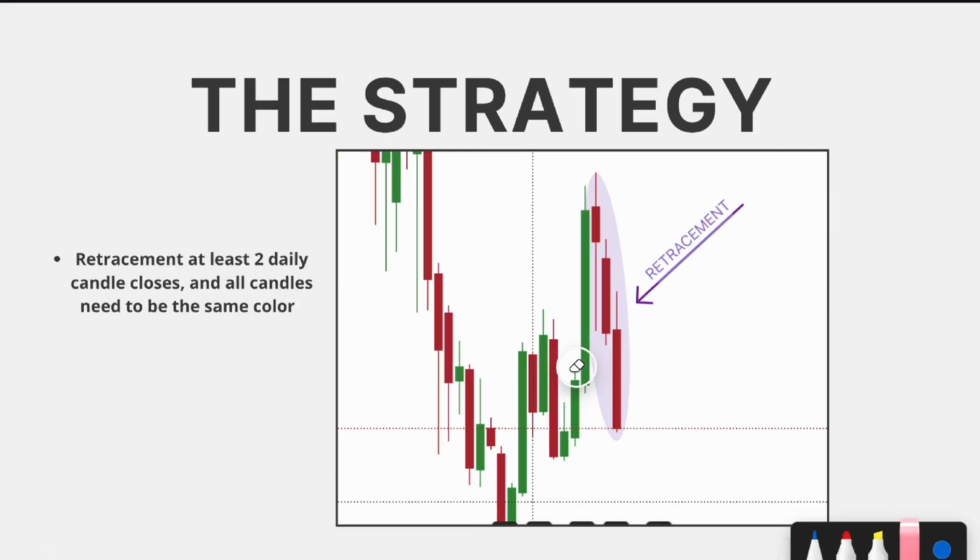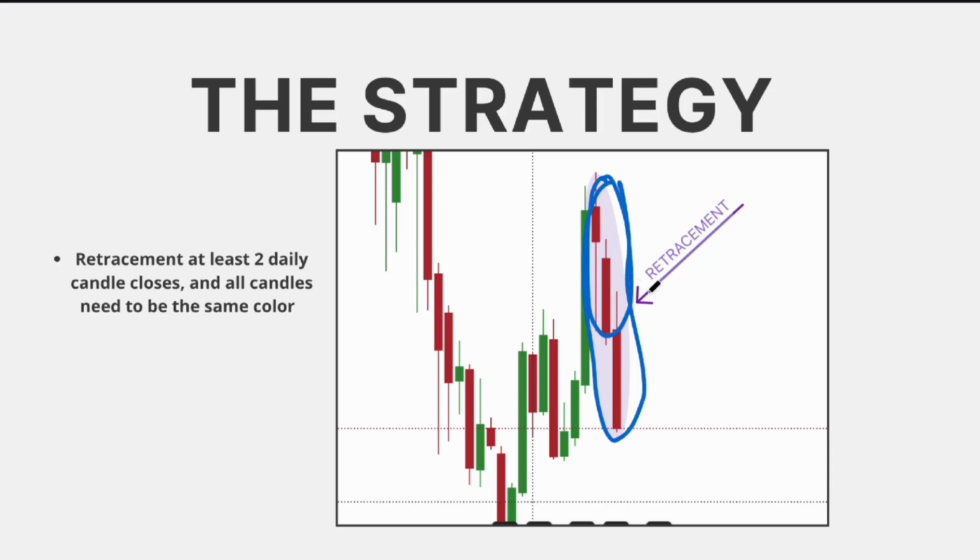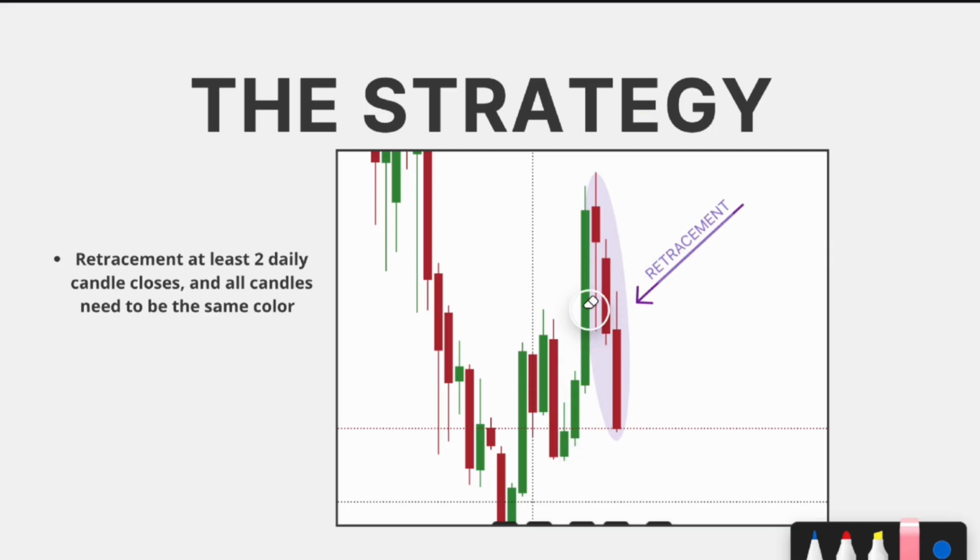Next, we need to identify the retracement. The rule for the retracement is that it should have at least two daily candles, and all the candles within the retracement need to be all one color. Just like the impulse needs to be all one color, our retracement also needs to be all one color, and at least two daily candles.